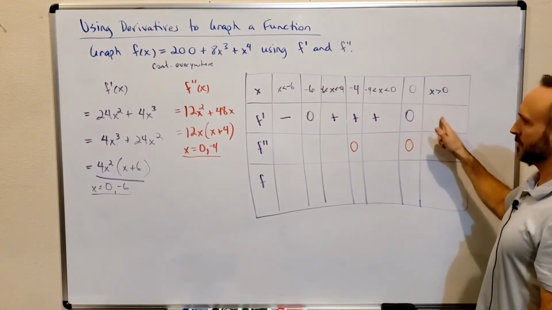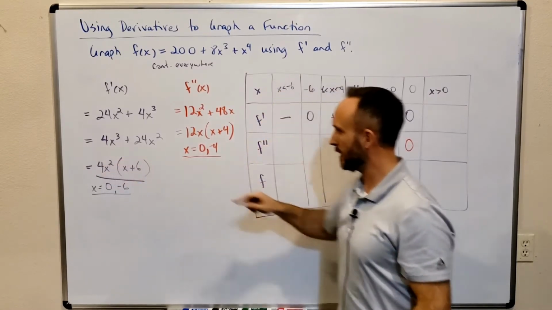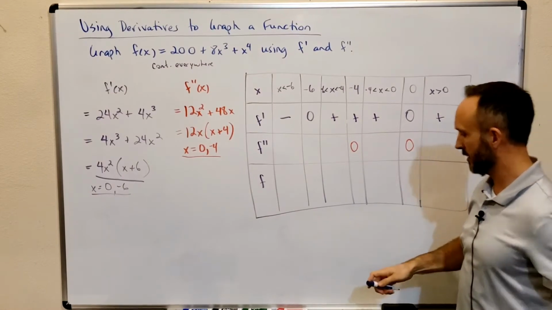And then after 0, this guy's positive, this guy's positive. 4 times positive is still positive. So now we have our f prime row done.